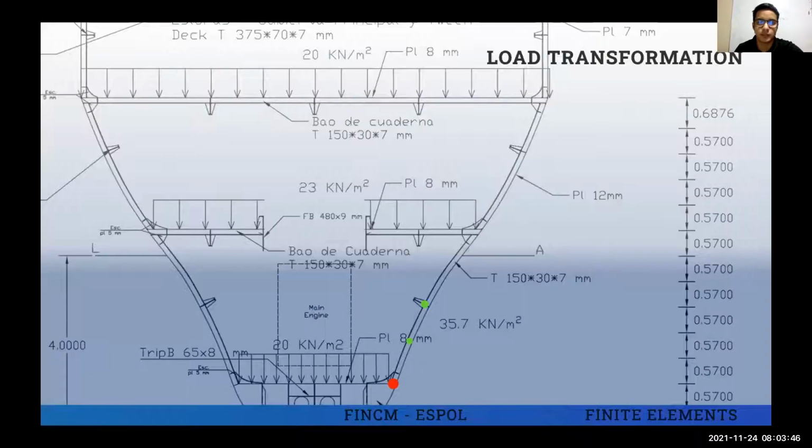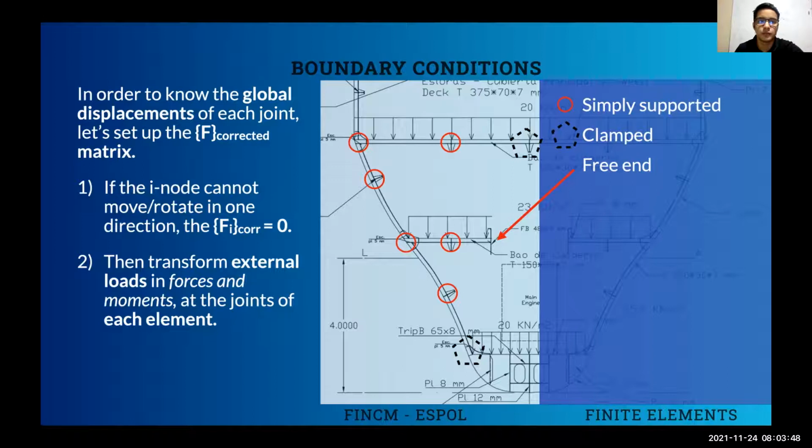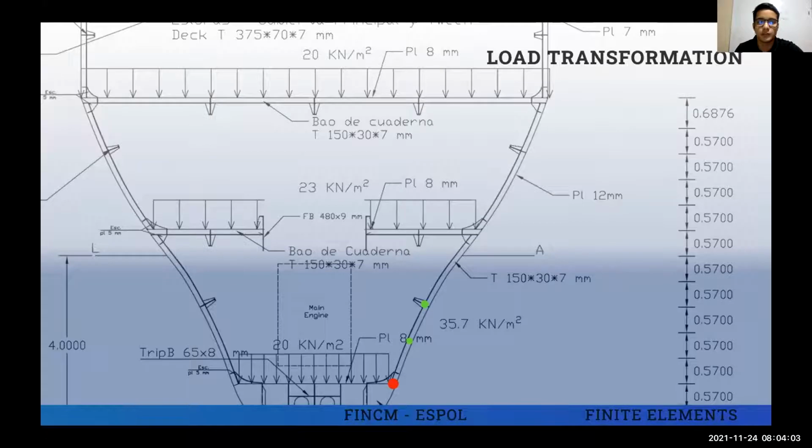With these restrictions, we are going to know which are the values where the force is equal to 0 for our corrected force matrix. In order to apply the finite element method, we are going to transform the distributed load into equivalent forces and moments acting in the joints, using the integral from 0 to the length of the load multiplied by the interpolation polynomial of third order.